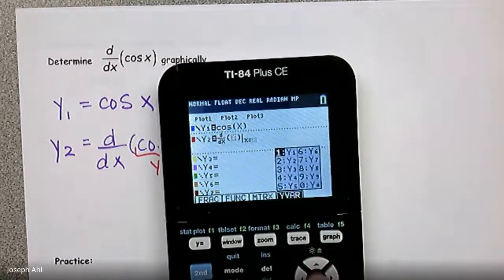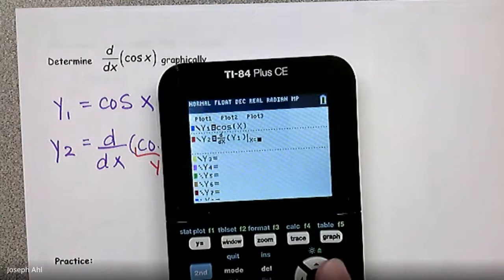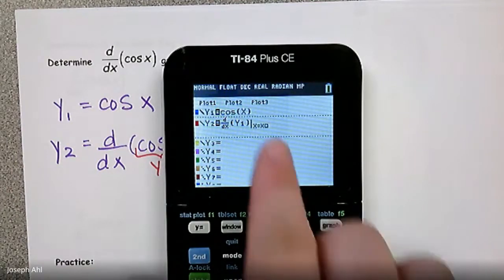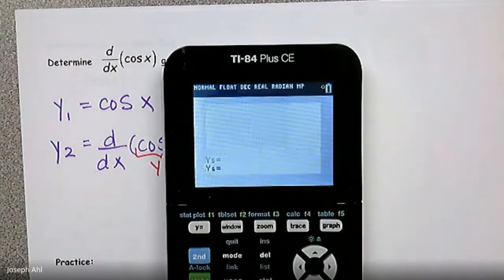If you want to do alpha trace, we can get y1 pretty quickly. For all x values, we'll graph the derivative. And I don't know, we better be in radian mode to do this, otherwise we're going to get some wacky things. Should have probably zoom 6 this, but here we go. We're seeing what's happening here. Blue is cosine x. Red is the derivative of cosine x.